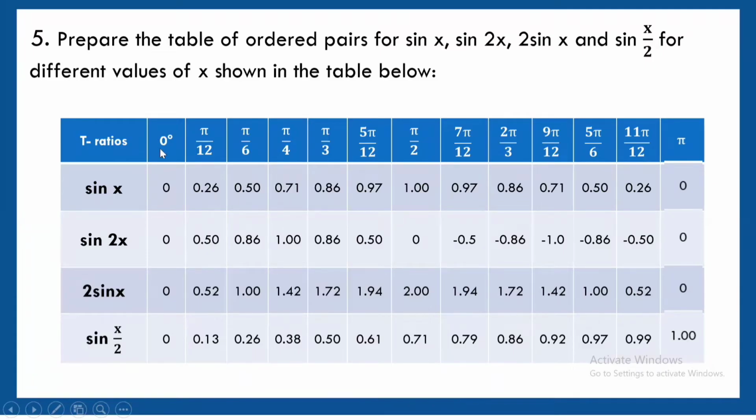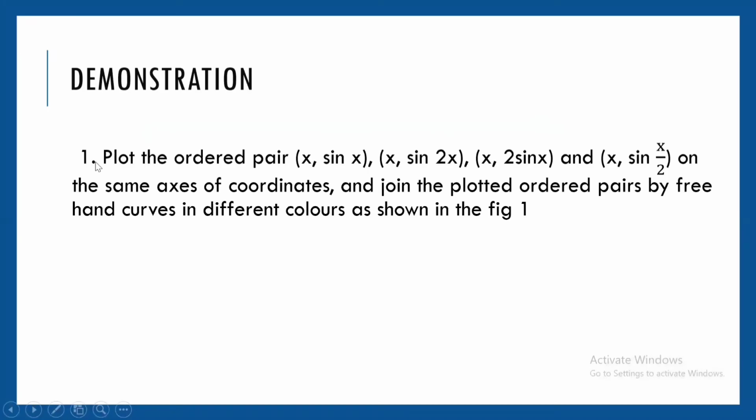So I'll plot 0, 0. I'll plot pi by 12 and 0.26, pi by 6, comma 0.50, pi by 4, comma 0.71, pi by 3, comma 0.86, and so on to get the graph of sin x. So once the axes are graduated, I'll be making the ordered pairs x sin x, x sin 2x, x 2 sin x, and x sin x by 2 and plotting them on the graphs. And then I'll be joining these ordered pairs, the points obtained, by freehand curves, and I can use different colors.